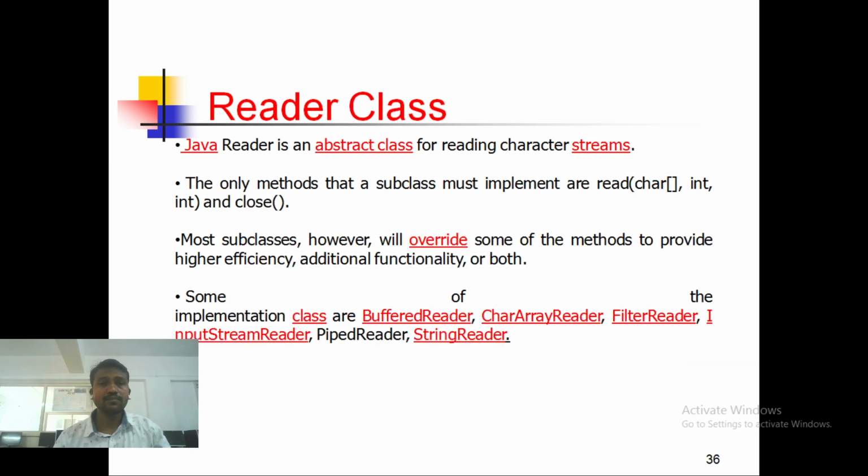First we are going to discuss the Reader class. As you know, the Reader class is an abstract class which is used for reading character streams, not byte streams. The two important methods are the read method and the close method. Since Reader is an abstract class, you cannot instantiate it, so we can use these two methods in other concrete classes.